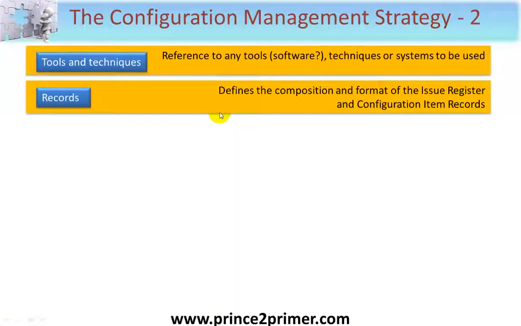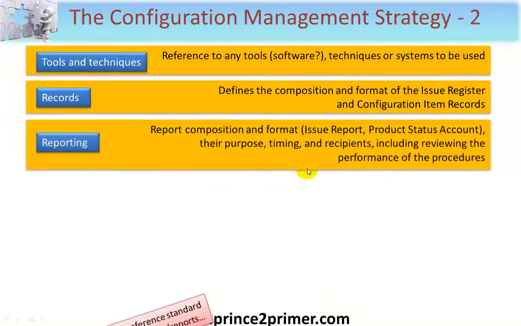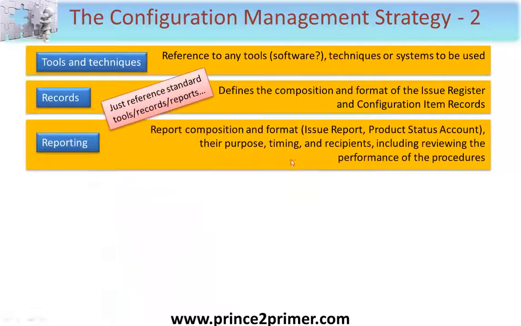Records. This defines the composition and format of the issue register and configuration item records. You could argue here that that's self-explanatory, in which case this particular section should be quite brief. Now, it's just worth reminding ourselves once again that you only need to reference any standard tools, records or reports. But when it comes to reporting here, we're talking about the composition and format of standard reports within PRINCE2, the issue report, the product status account, their purpose and timing, and who should receive them. Here this would probably be unique for each particular project, including reviewing the performance of the procedures.